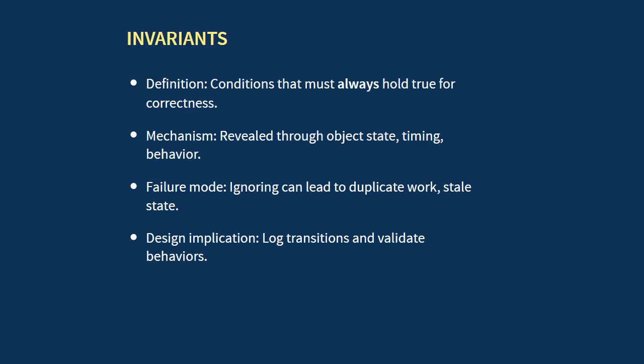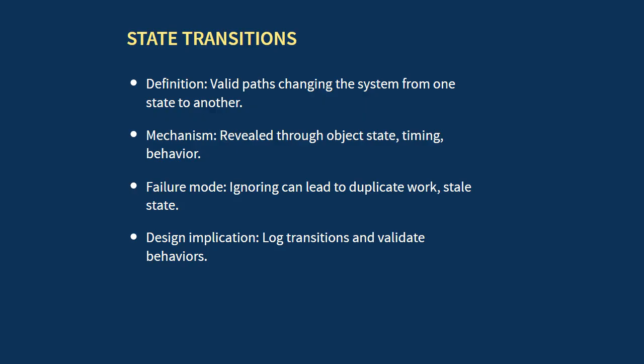Next, we have invariants. These are conditions that must always be true for a system to maintain its correctness. How can we ensure these invariants are respected? We must log transitions and validate behaviors to prevent mistakes. State transitions outline the valid paths for moving the system from one correct state to another. What happens if we overlook these transitions? Failure to recognize them can lead to duplicate work or stale state, violating system integrity.